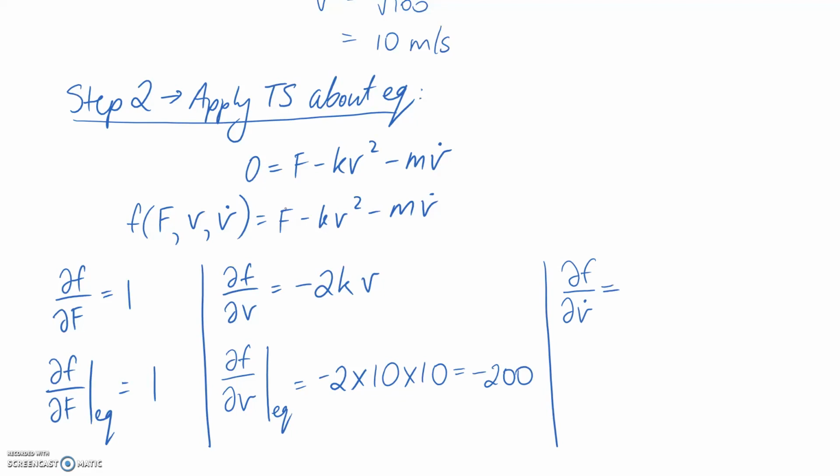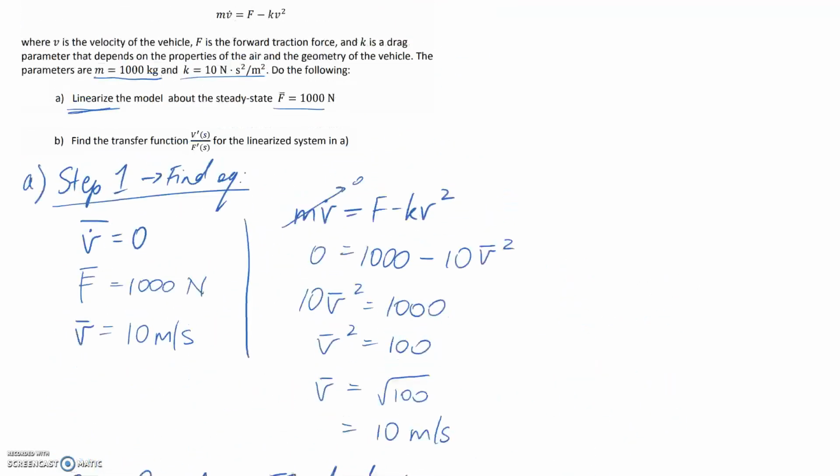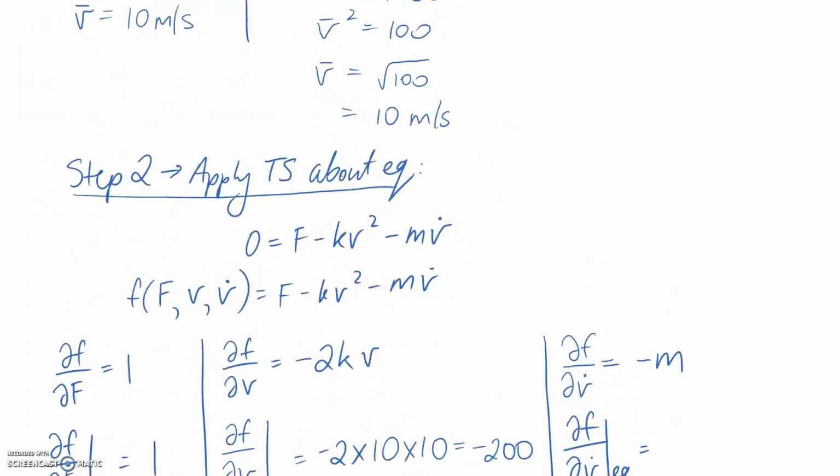So looking at this, again, these first two terms don't have a v dot, so their derivative is 0. The derivative here, though, is going to be -m. So if we evaluate that at our equilibrium, it's just going to end up being -m, and m was equal to 1,000 kilograms.